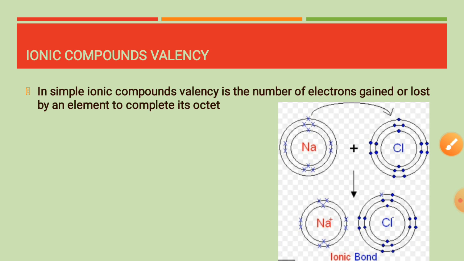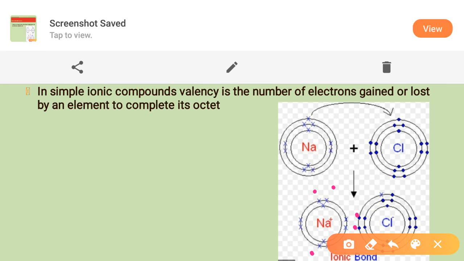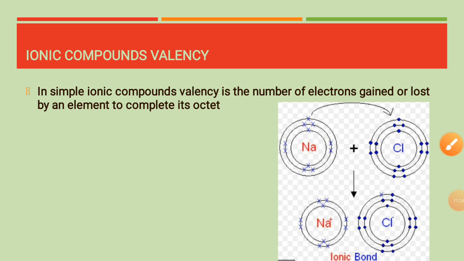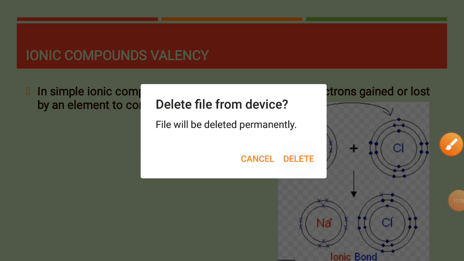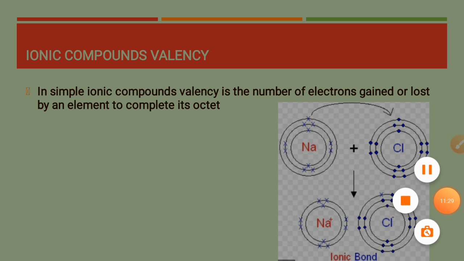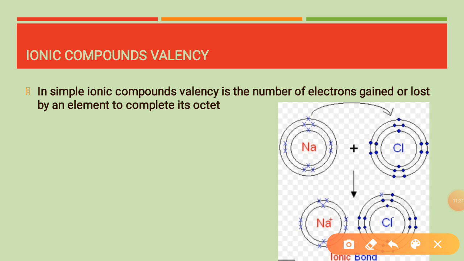Now both are stable. How? Let's talk about the outermost shell of sodium: 1 2 3 4 5 6 7 8. And for chlorine: 1 2 3 4 5 6 7, and this cross one is 8. So both are stable by attaining an octet, and an octet is 8 electrons in the outermost shell.